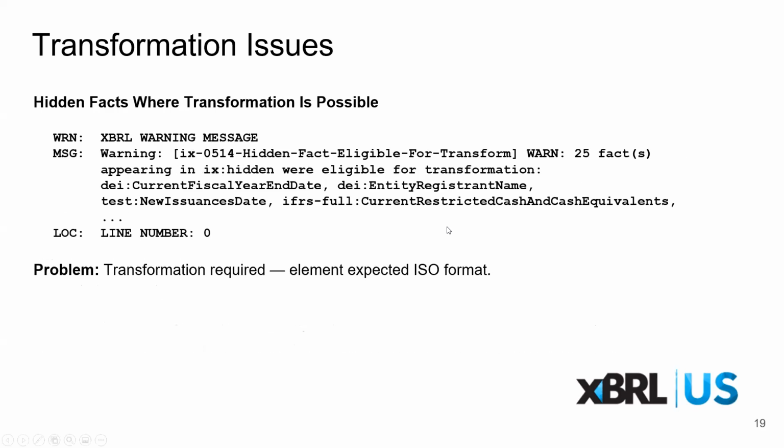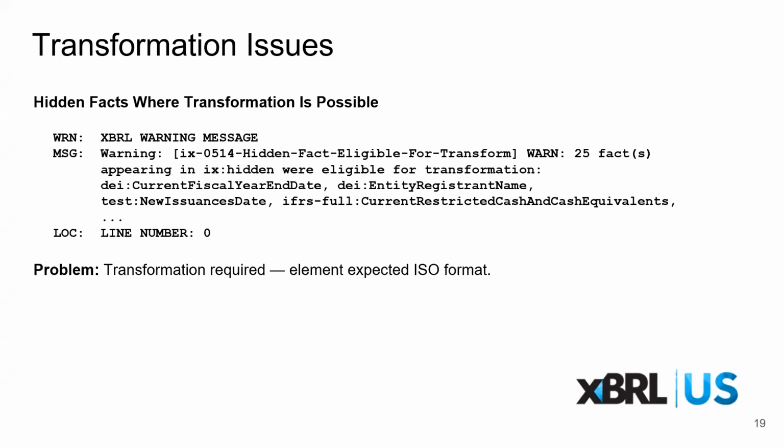Another fairly common error, you're probably going to see this one a lot, hidden fact eligible for transformation. You're going to get a warning on each and every fact you tag in your document that is being tagged as a hidden fact when it's possible for it to be displayed in the document. So if it's possible for it to be displayed and you have it as hidden, it's going to throw this warning regardless of whether it should be hidden or not.